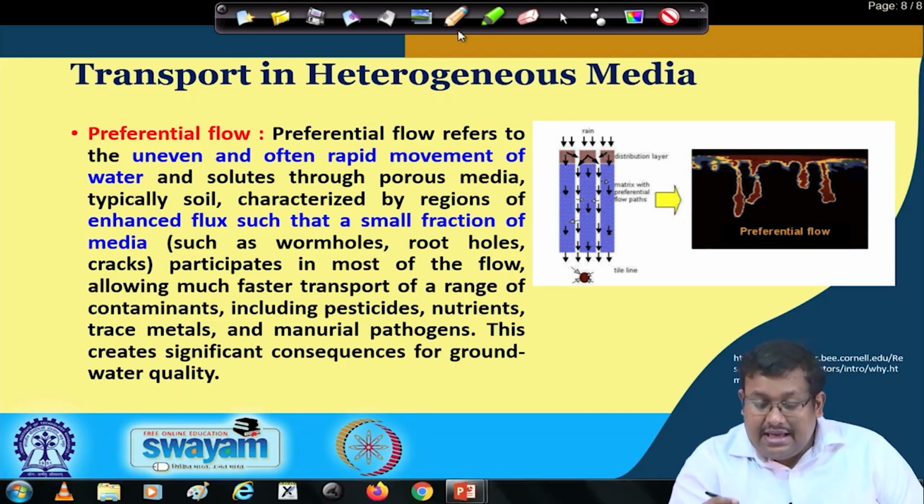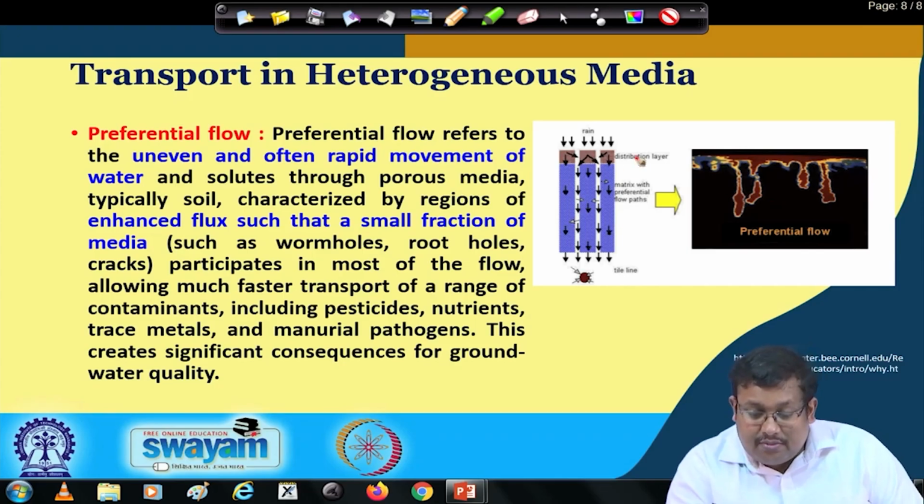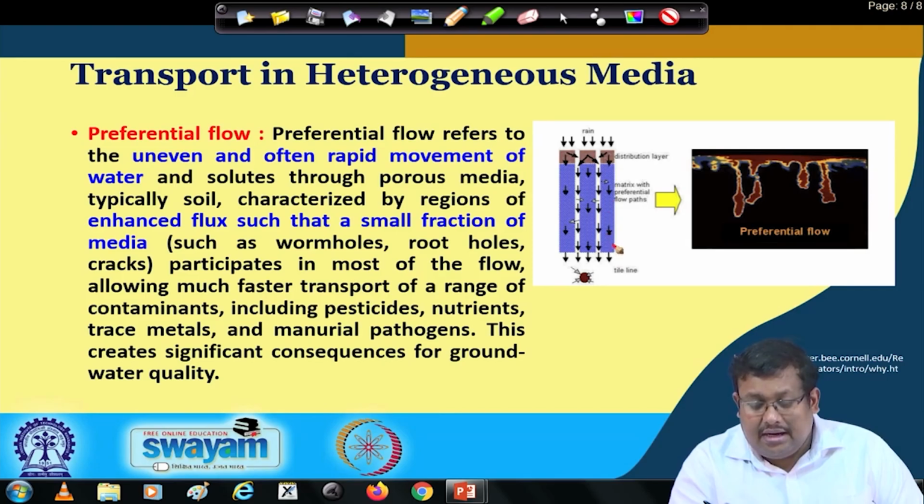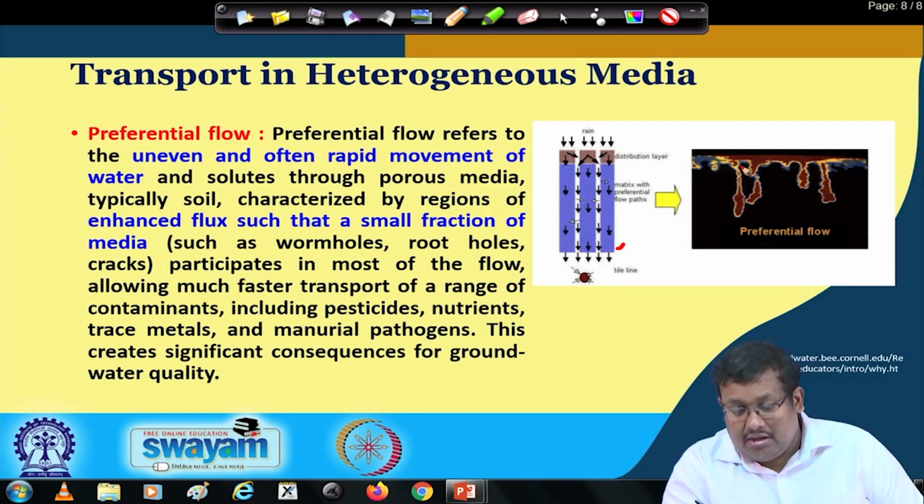How? Let us see. Here you can see this is showing the preferential flow. Basically, if there is a distributing layer, you can see the matrix of preferential flow paths, given in this green zone, when there is a rainfall. When there is a rainfall, the soil water is moving in these particular areas more rapidly than the surrounding areas. So, you can see there is a preferential flow in these zones. This is called the preferential movement.